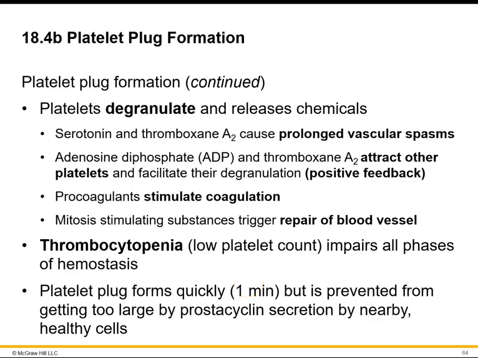Thrombocytopenia, or low platelet count, is going to impair all phases of hemostasis, vascular spasm, the platelet plug formation, of course, as well as the coagulation phase, because platelets are involved in every single step. Now, the platelet plug is going to form quickly, but it's going to be prevented from getting too large by that prostacyclin that's being secreted by nearby endothelial cells that are not damaged.